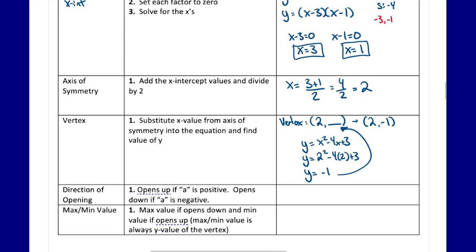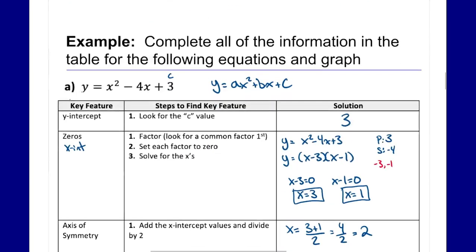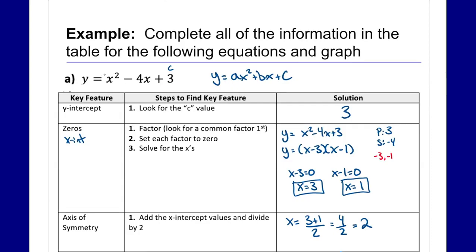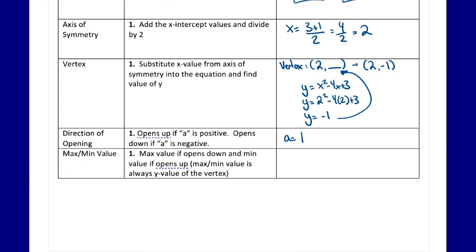Direction of opening. In this one, we just want to know if it opens up or down. If A is positive, it opens up. If A is negative, it opens down. So our A value in this case, if we go back up, A value is 1. So that means it is positive, so that means it opens up.